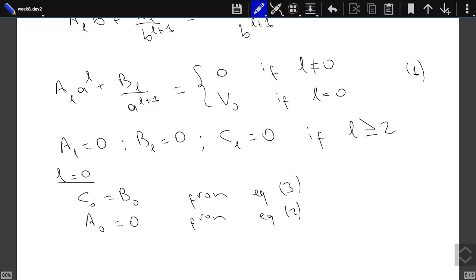Now let's look at the first equation. We are looking at the L is equal to 0 case. Well, A0, we already determined it is 0. So that tells me that B0 over A is equal to V0, or B0 is equal to A times V0, from equation 1. So we already know that A_L, B_L, and C_L are 0 if L is 2, 3, 4, etc. Now we know what their values are. For L is equal to 0, A0 should be equal to 0, and B0 and C0 are non-zero this time. They are equal to each other, and they are both equal to A times V0.